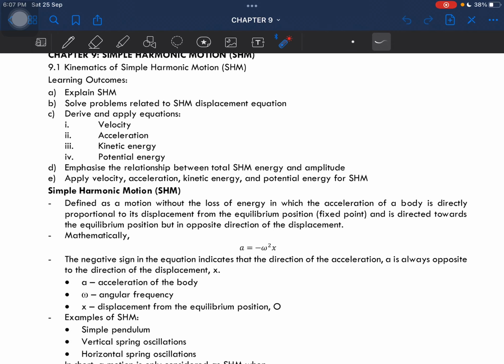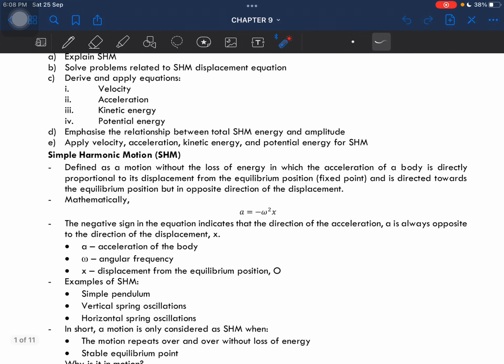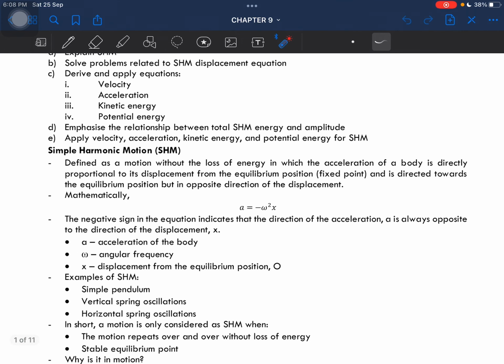You don't really have to derive, but you have to derive and apply the equations, because sometimes they just give you the displacement equation, then you have to derive until you get velocity and acceleration. Kinetic and potential energy is the same, and then emphasize the relationship between total simple harmonic motion energy and amplitude. And lastly, you have to apply this for SHM problems.